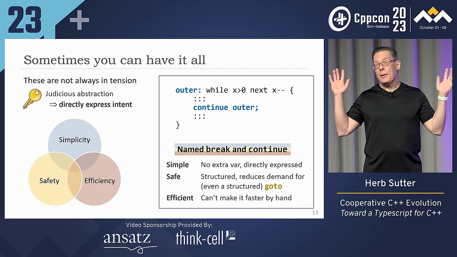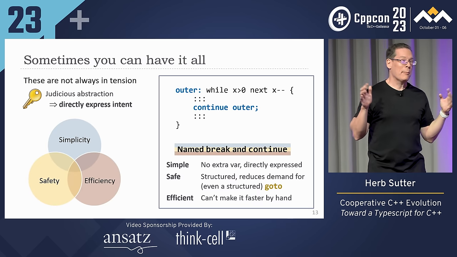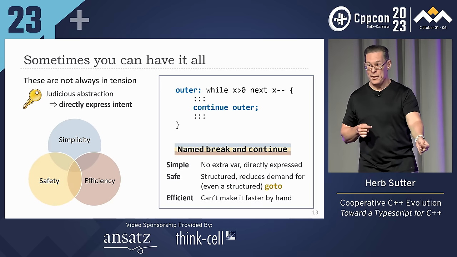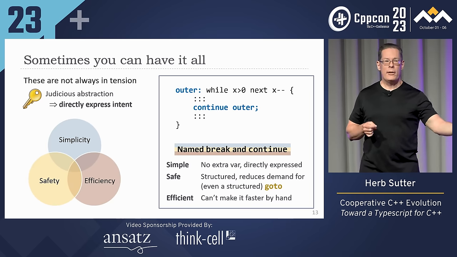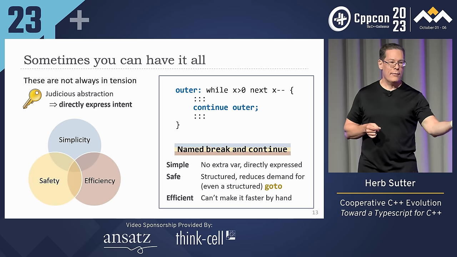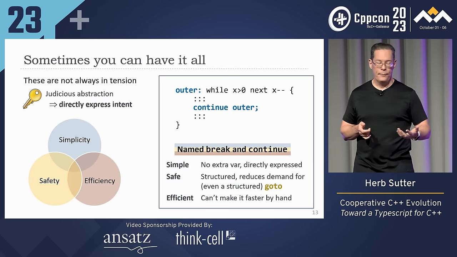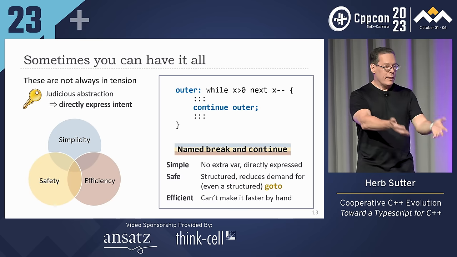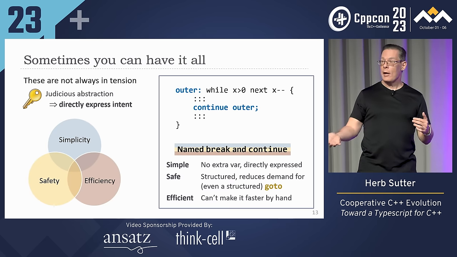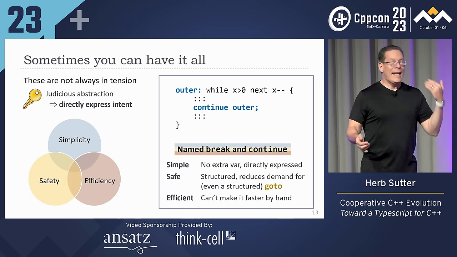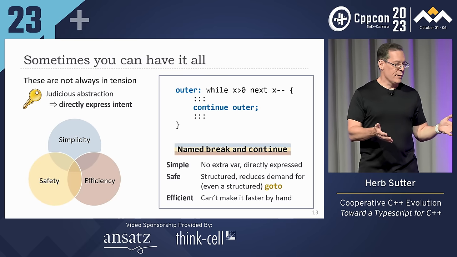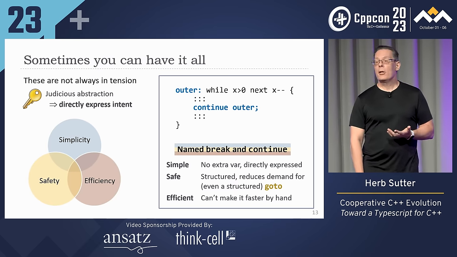And currently, as part of my experiment, I can always take this back, I'm enforcing that if you named it, you must write break or continue with that name. Otherwise, why did you name it? It's probably an error if you gave it a name and then didn't use it. But it's simple. I can directly express my intent without creating an extra housekeeping variable like I do today. It's safe because it's structured. There's nothing unstructured about this. And it's efficient. You can't do better by hand.